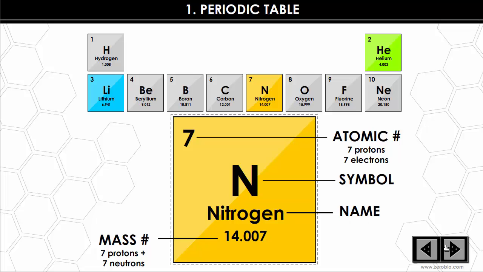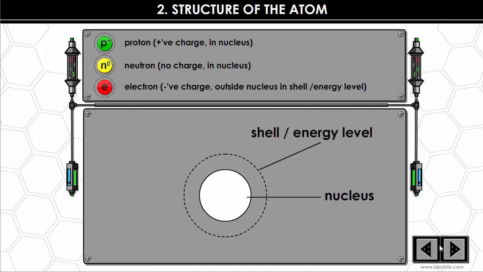So let's now look at a generalized atom and see where these subatomic particles, that's the name for the protons, electrons, and neutrons, let's see where they go. Okay, so an atom has a nucleus in the middle, and we're going to be putting some subatomic particles in there, and then it has some shells or energy levels. I've drawn this one so that there's only one shell or energy level, but there can be more than that.